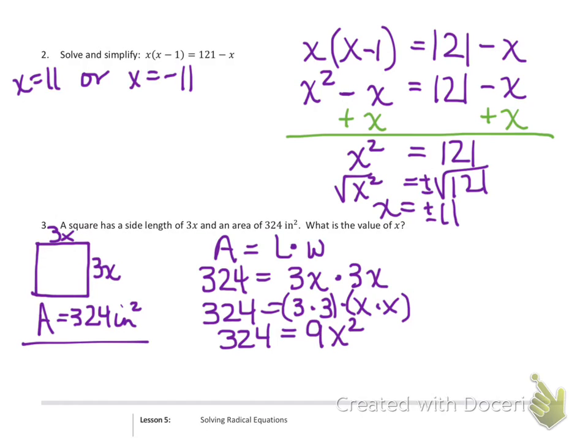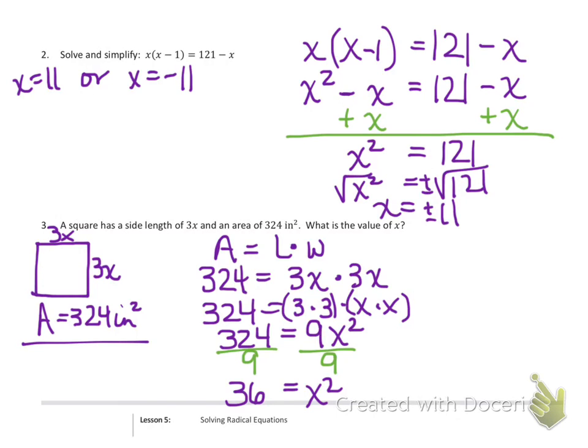And so my next step, I might have to go into 2 columns on this one. My next step would be to divide by the coefficient of the x squared term so that I can get x squared by itself. So then this 324 divided by 9 is 36. And 9 divided by 9 is 1, so this is just x squared on this side.